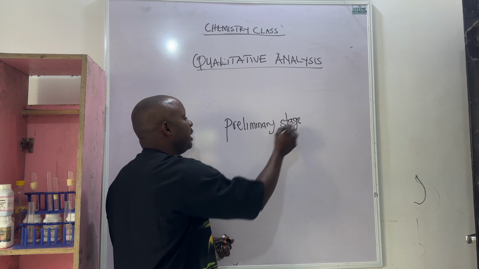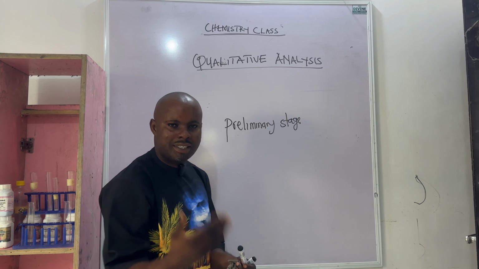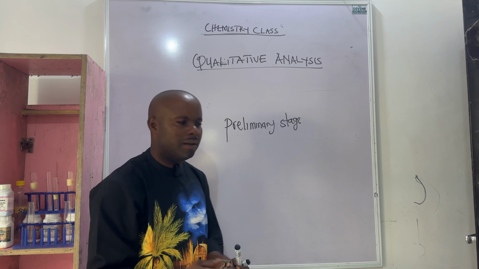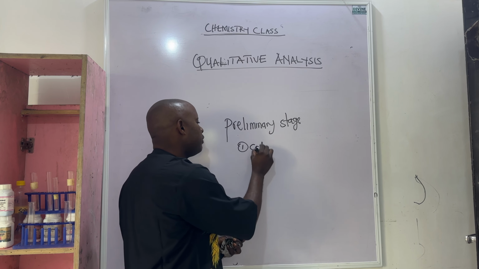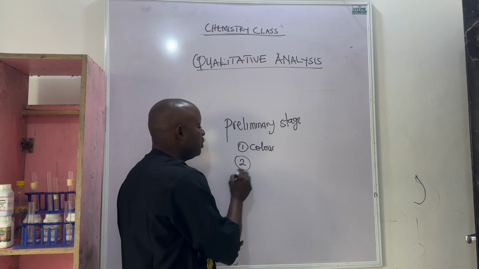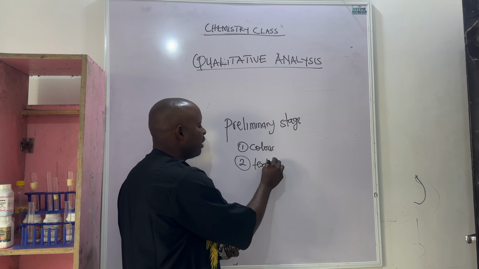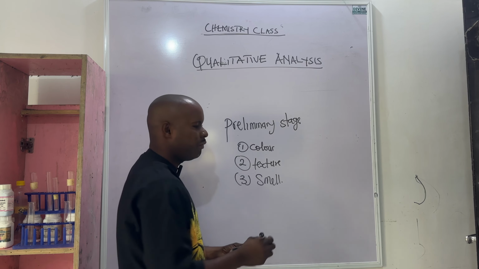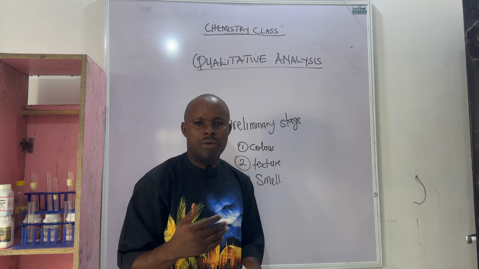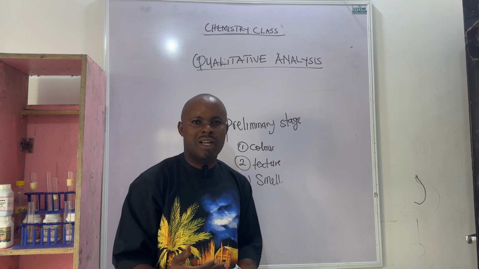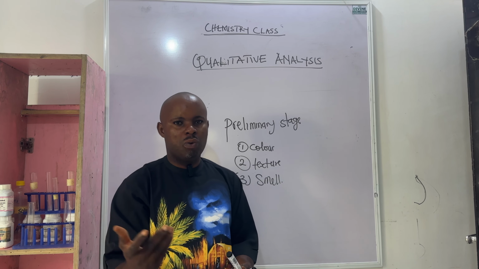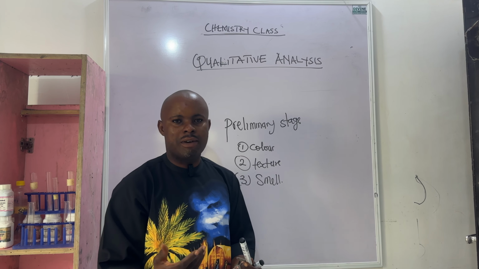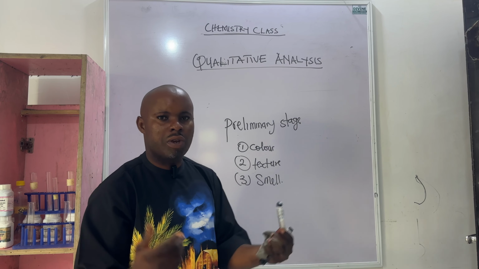In this preliminary stage, which is the first step in identifying a compound, we can use three things. One, we can use the color of the salt. Two, we can use the texture. Three, we can use the smell. For instance, if someone is cooking at home, when you perceive the aroma of the food, you can have a clue of what they are cooking. If you're cooking stew, your neighbor can identify that this person is cooking stew, this one is cooking rice, and so on and so forth.